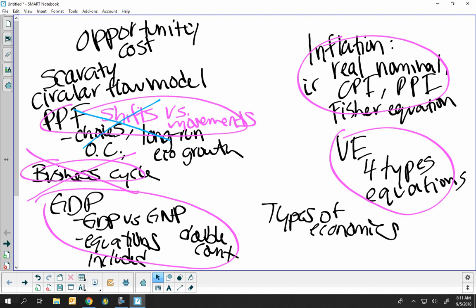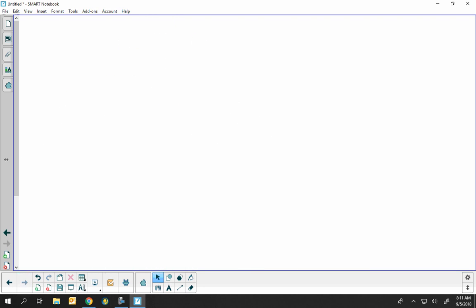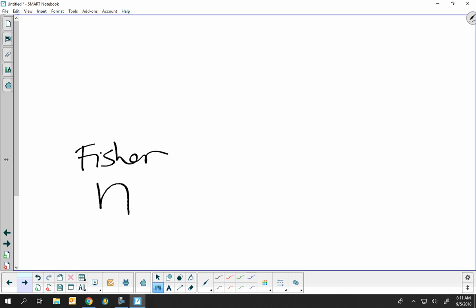We did the equations in four types. We talked about nominal versus real, the Fisher equation. That's what I was going to show you. This is the Fisher equation in picture form. If you take the nominal interest and you subtract the inflation, you get real. If you take real and you add inflation, you get nominal. Shout out to Megan Bowers, who made that up last year.